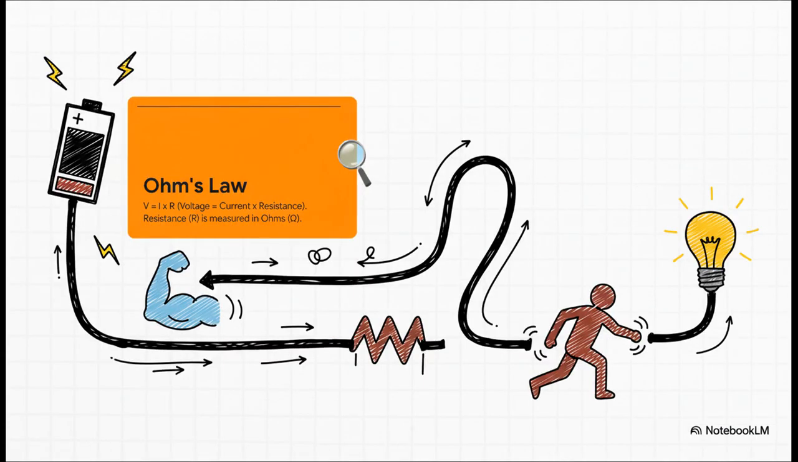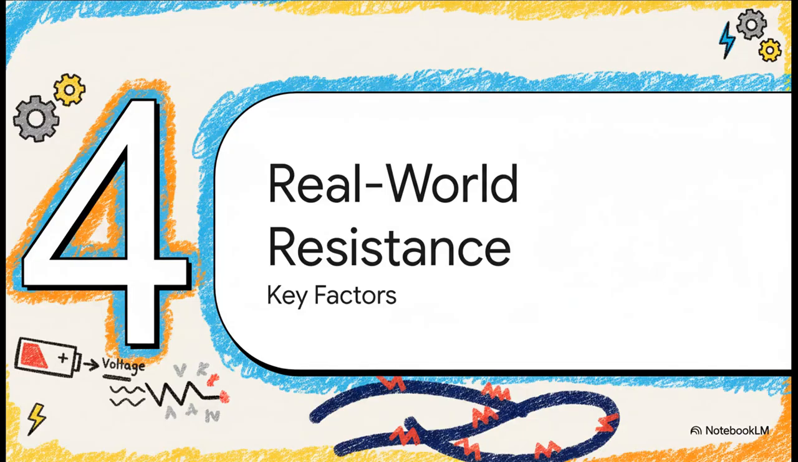And this relationship gives us the absolute master formula for basic circuits. V equals I times R. Voltage equals current multiplied by resistance. Seriously, with this one little equation, you can calculate any of those three things if you just know the other two. And you can see here, resistance R is measured in a unit called ohms, a little tribute to the man himself.